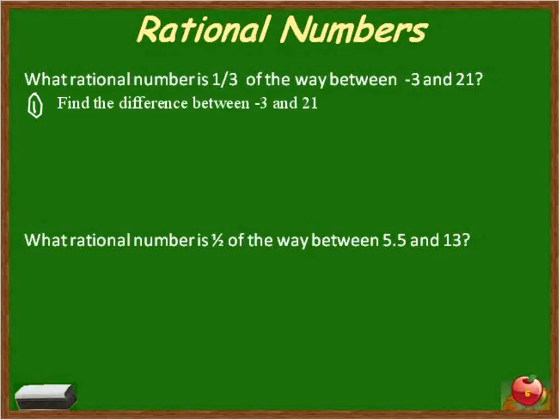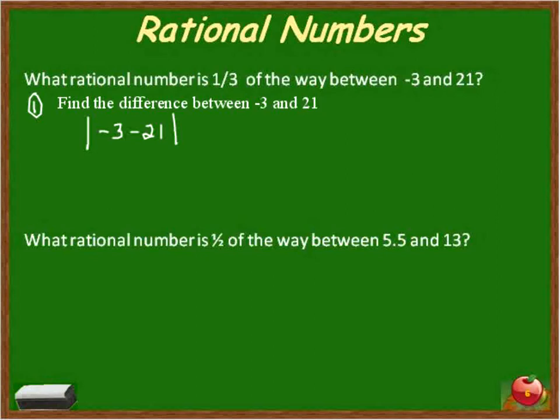So we want to make sure that we do this correctly, though, because there's negative signs involved. So you can use absolute value. The absolute value of -3 minus 21. It doesn't really matter what order I do this in. It could be 21 minus -3. But you have to be very careful with signs here, guys.